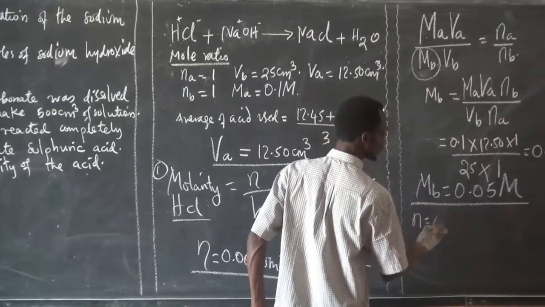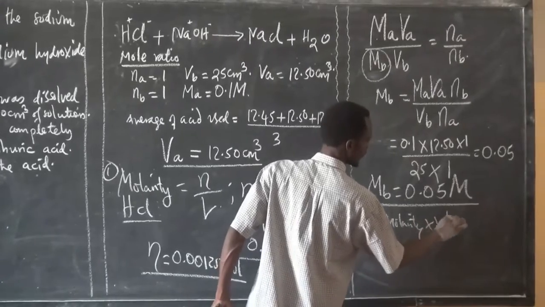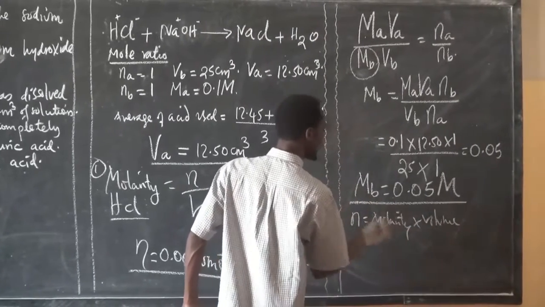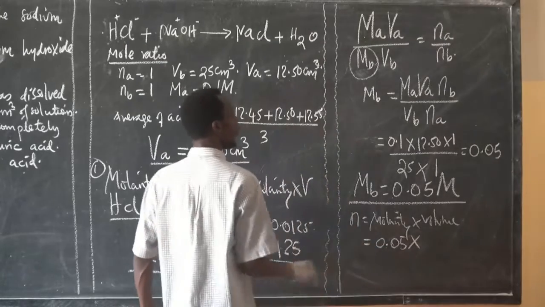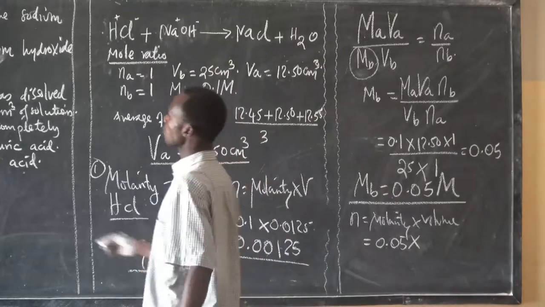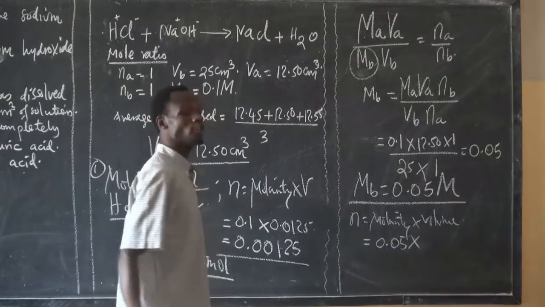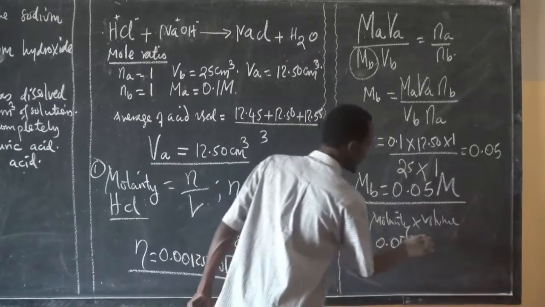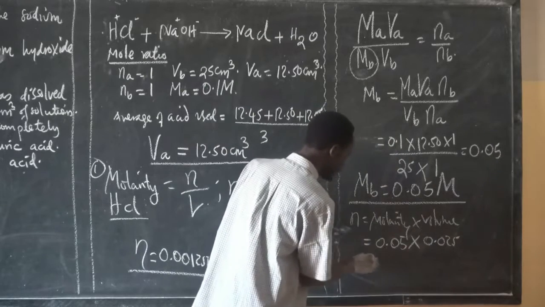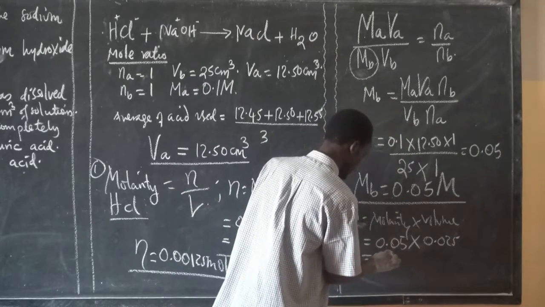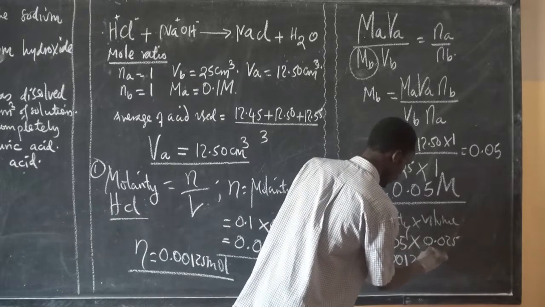Number of mole is equal to molarity times volume. Now remember, molarity is equal to 0.05 times the volume of base, because we are talking about sodium hydroxide, which is the base now. Volume is 25, but 25 is divided by 1000. Then you get 0.025. After multiplying now, you get 0.00125 mole.